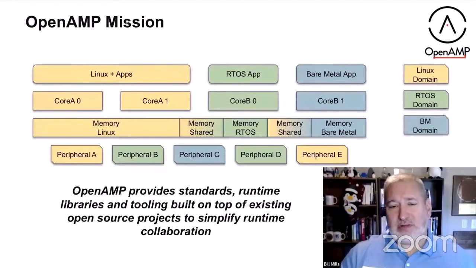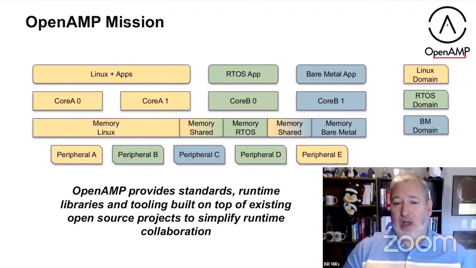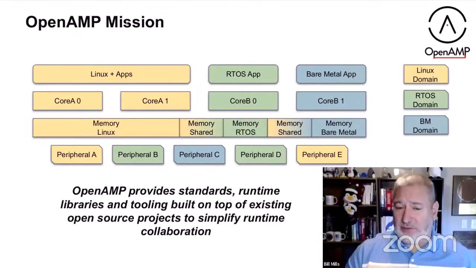So this is the mission. This is the typical layout of an AMP type system that OpenAMP would be addressing. So you have a couple of cores over here on the left running Linux, and that's in an SMP type system, in an SMP way. And then core B0 here is running an RTOS. Now core B could be completely different than A. And then core B1 is running bare metal. Also could be completely different than the others and not capable of SMP. So this is the kind of differences in OS and cores that we're talking about.